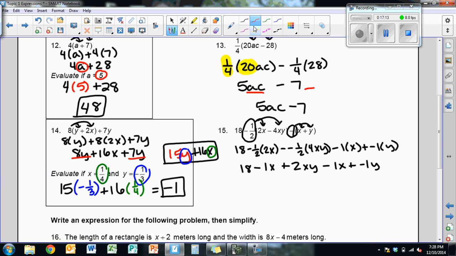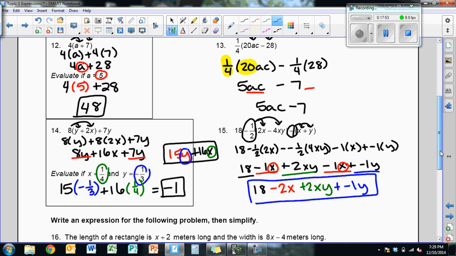From here, we need to double check that we can combine like terms. 18 has no variable, so I can't put it with anything, and I'll just rewrite it. -1x has an x on it, so it goes with anything that has an x only. And here I have an x only, so those go together and give me a -2x. Then I have this positive 2xy. It only goes with things that have an x and a y, and nothing else does, so I just rewrite it. And then finally, we have this -1y, which is left all alone on the end. And that is our expression.